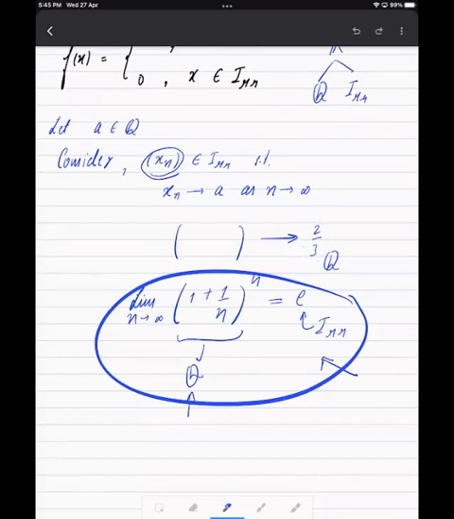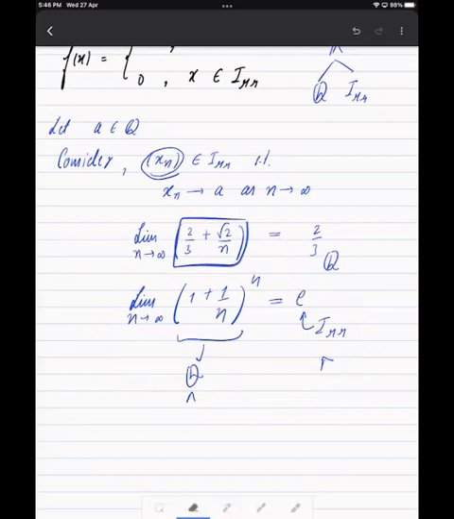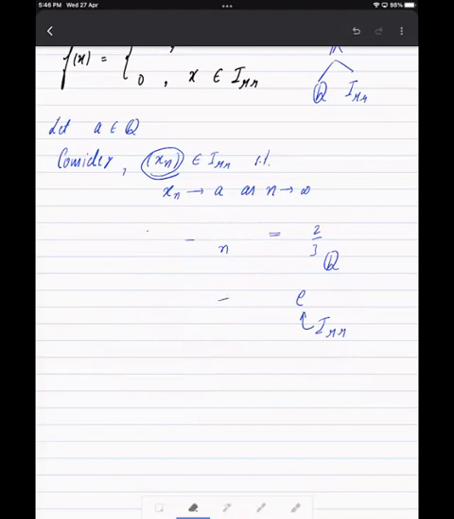The simple one is this: take 2 by 3 plus root 2 by n, with the limit as n tends to infinity. It would be 2 by 3, and every term is irrational. So you can even make a general sequence here. Consider this belonging to the irrationals such that this holds.